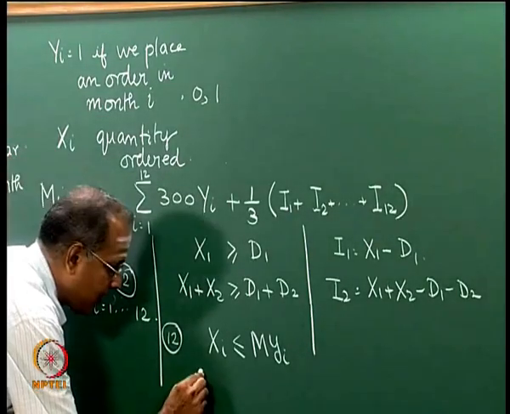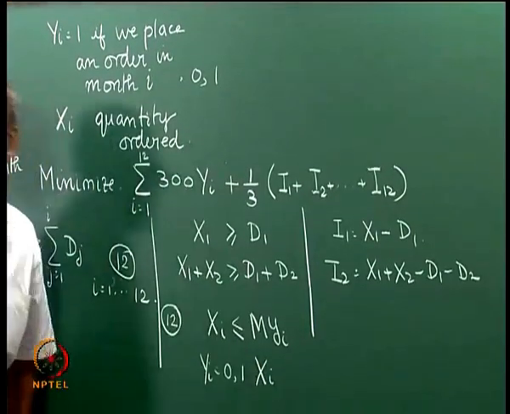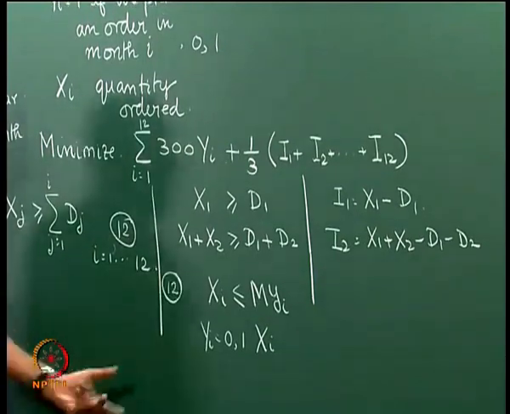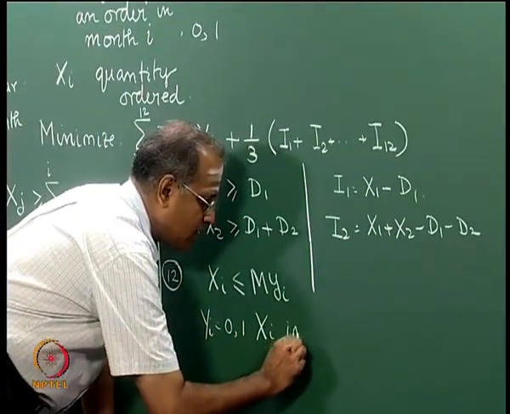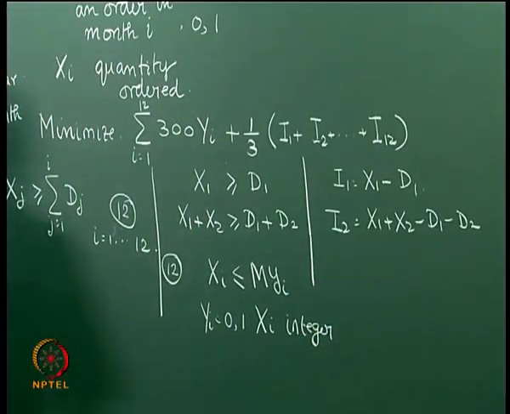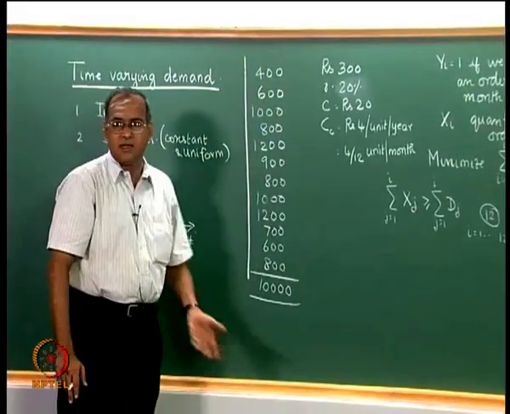Then of course, we have already defined yi to be binary 0-1, and we may define xi to be an integer, or we can define xi to be a continuous variable. So let us assume we simply define xi also to be an integer, because by the Wagner-Whitin idea we will have all xi's to be integers, because these demands are all integers.